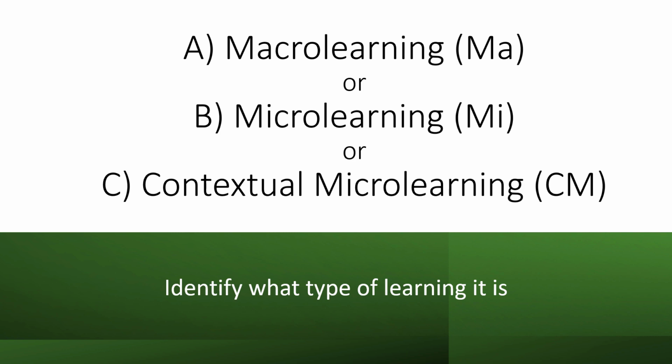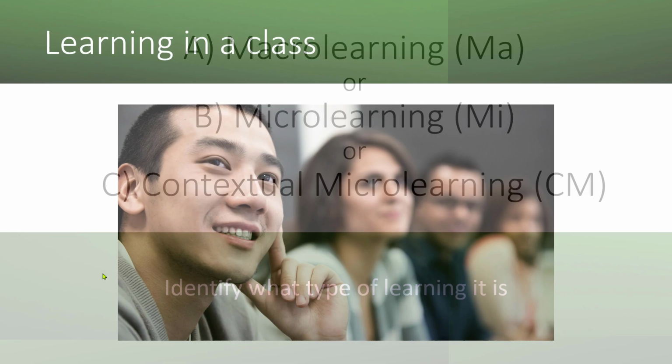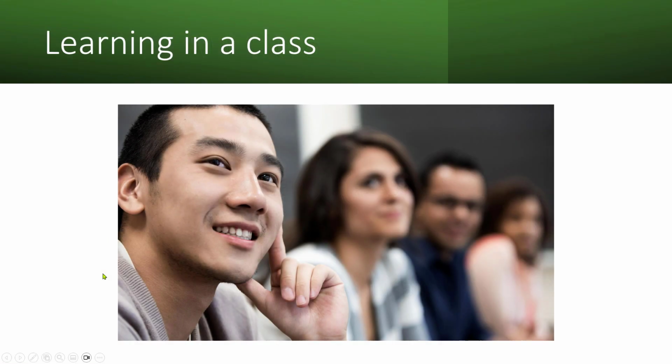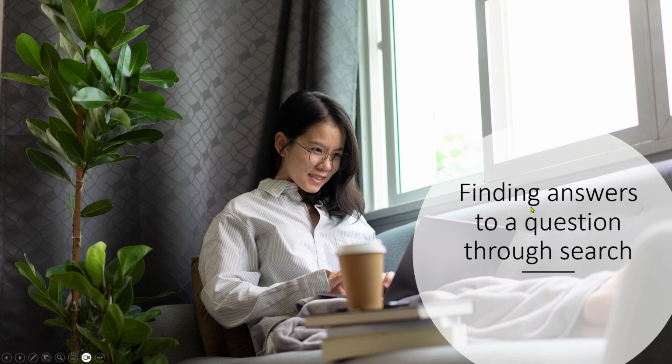Let's go through some examples to identify what is macro learning, micro learning, or contextual micro learning. Here we go. When you're learning in a class, right? That's physical, virtual class, whatever, but it's a synchronous event that's taking place. That's macro learning. You're finding answers to a question through search online. That's micro learning. Quick answer, quick micro, but you're looking for something out there.